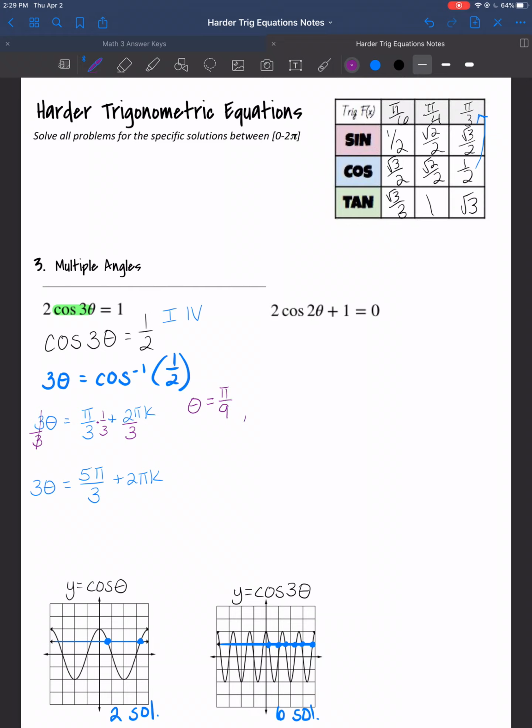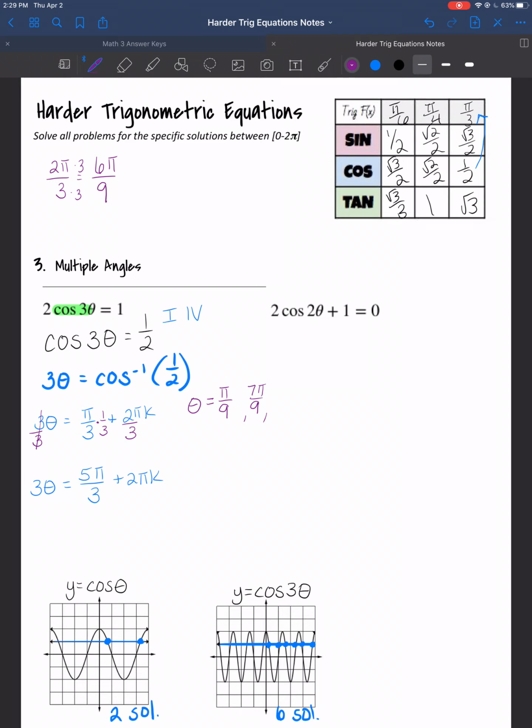Then you get your next solutions by taking pi over 9 and adding 2 pi over 3. Now what makes this complicated is, of course, finding a common denominator. So up here, where I had some white space, I'm going to make 2 pi over 3 have a common denominator of 9. So times 3 times 3, so that's going to be 6 pi over 9. I need to add 6 pi over 9 to get my next answer. So 6 plus 1 would give me 7 pi over 9.